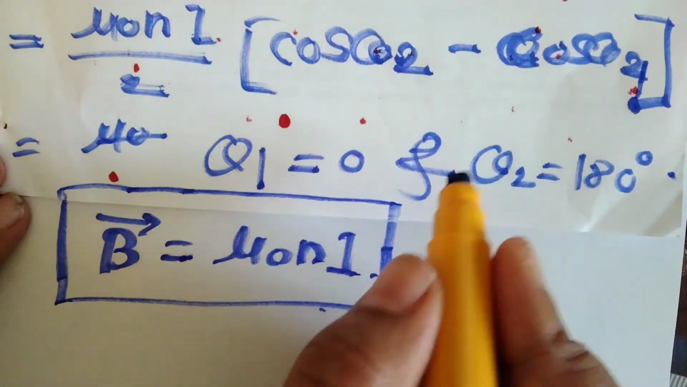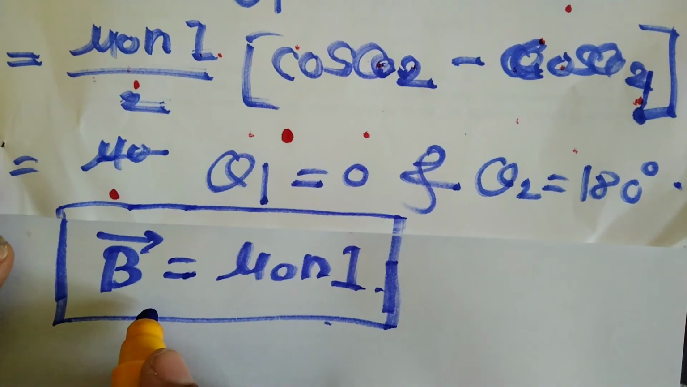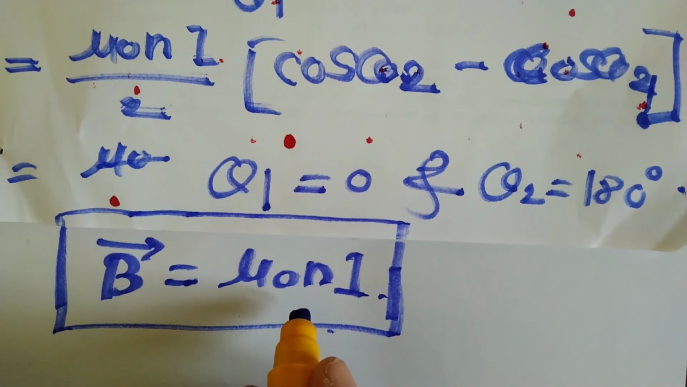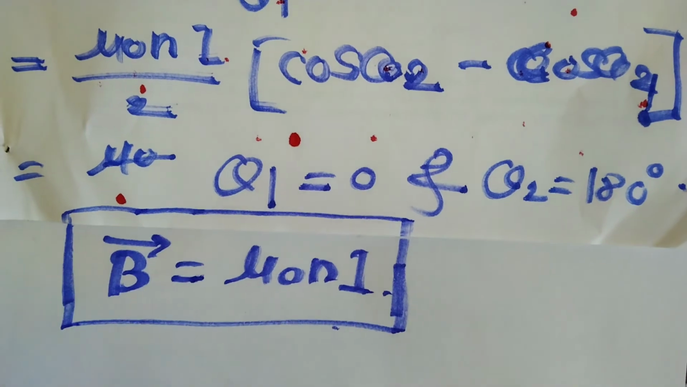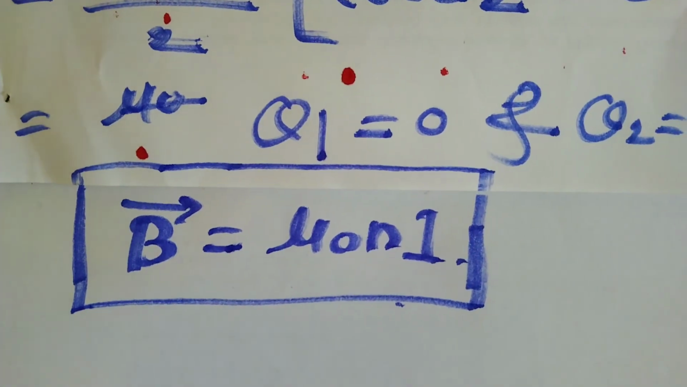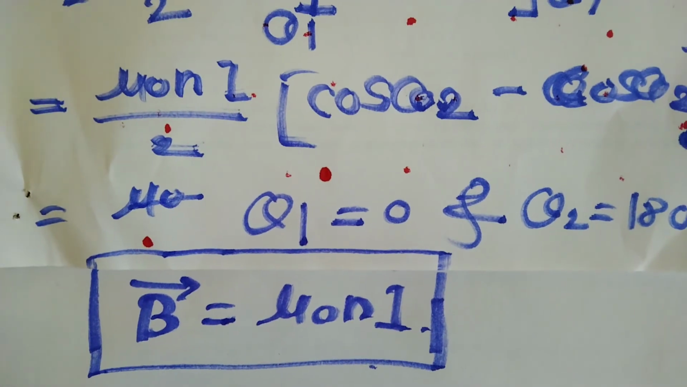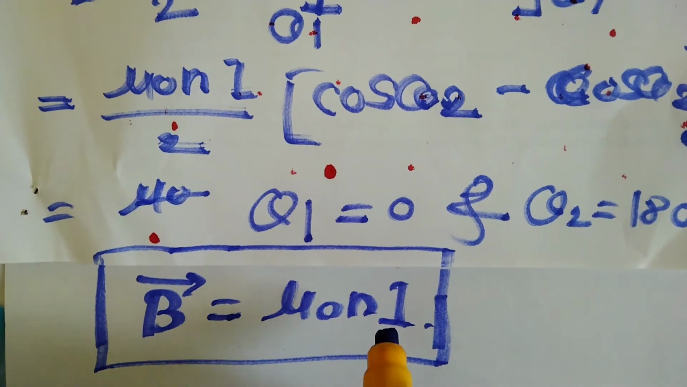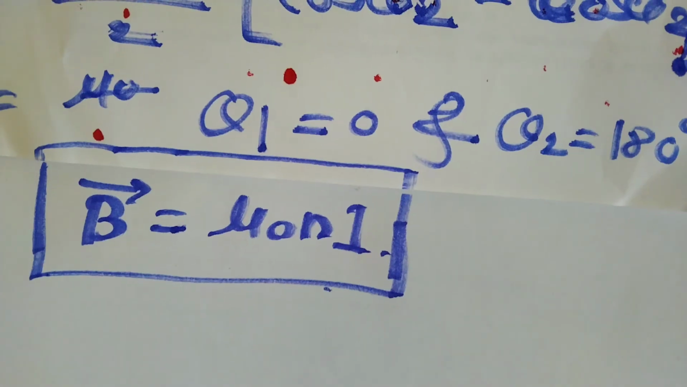Putting these values here, we will get B bar is equal to mu naught n I. So this is the magnetic field of the solenoid. B bar is equal to mu naught n I. Thank you.